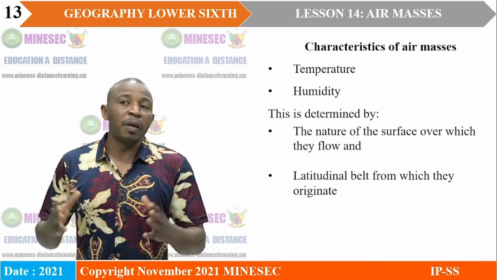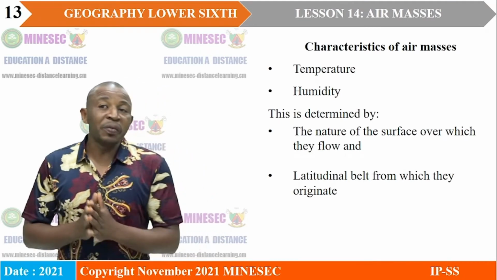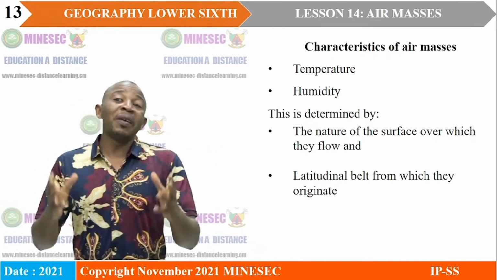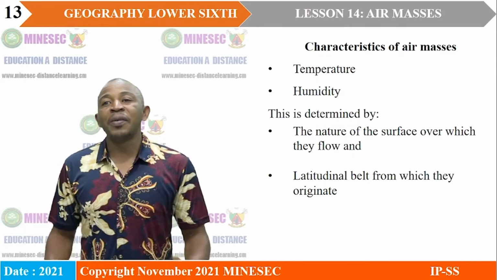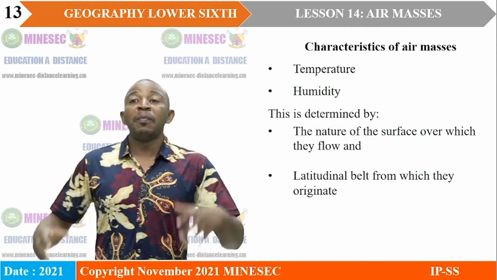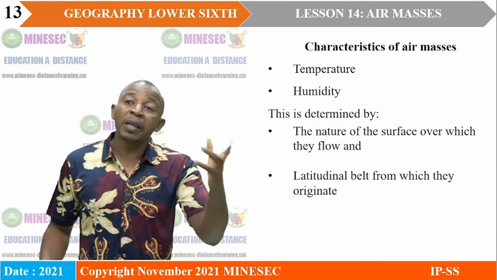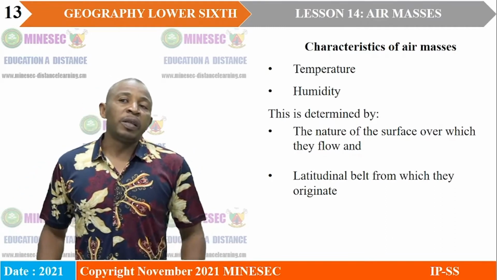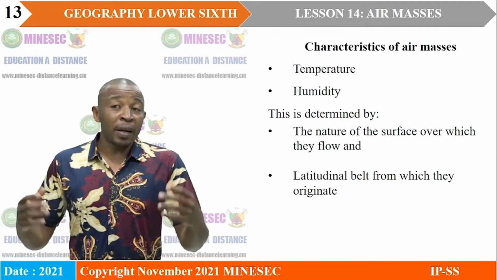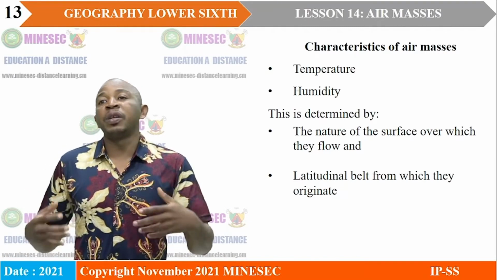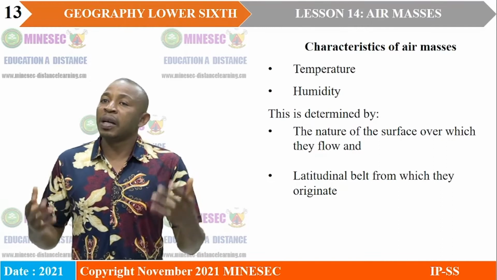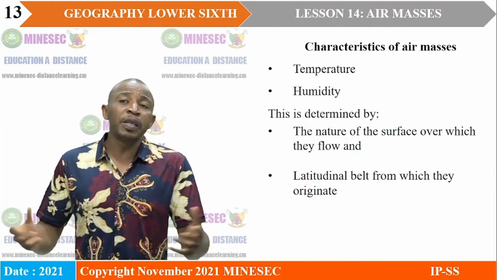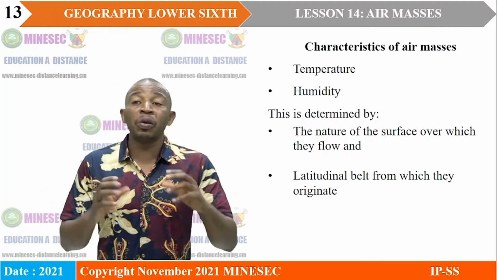Characteristics of air masses. Now we've said air masses tend to have two major characteristics. We have temperature. Air masses can either have high temperatures, in which case they are described as hot or warm. They can also have low temperatures, described as cold. Then humidity. Here we are looking at the amount of water contained.